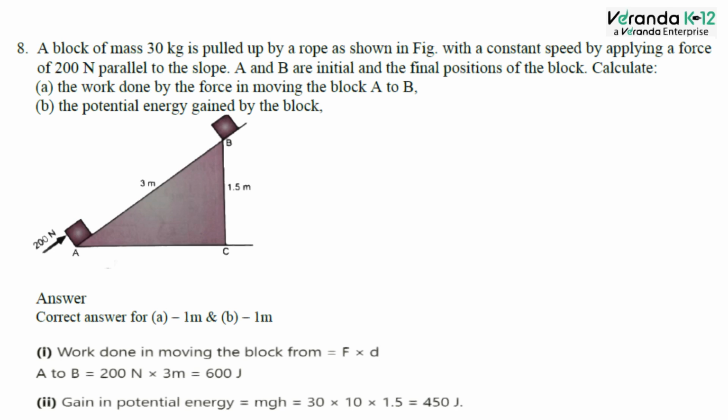And part B of question number 8, the potential energy gained by the block. So for the gain in the potential energy, we know the formula for potential energy, which is mgh. Right. So we know that the potential energy does not depend on its path. So that is why the height from the ground to the point where the block is moved is 1.5 meter. So which is equal to 30 into g, that you can take as 10, and then the value of h is 1.5. So if you multiply it, then you will be getting 450 joule.